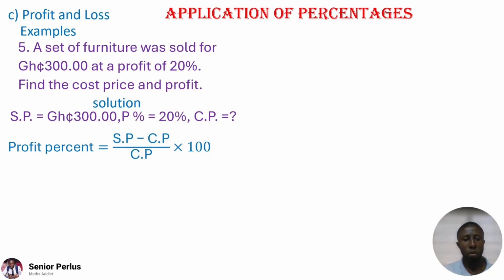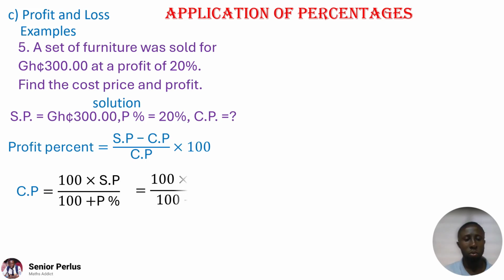The profit is selling price minus the cost price. So we are using this formula. For us to get the cost price, that's what we did in the earlier video, you have to make the cost price the subject. If you make it the subject, you will get this. I explained and proved it for you earlier so you know the formula. Now we know the selling price and the profit percent, we can do the substitution.